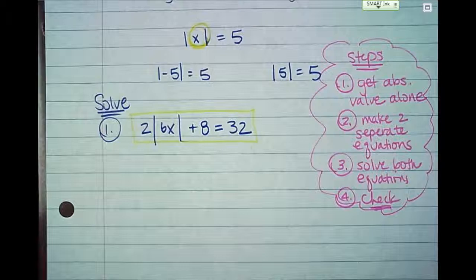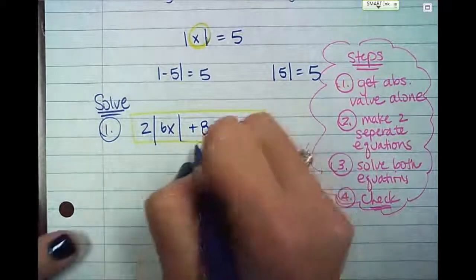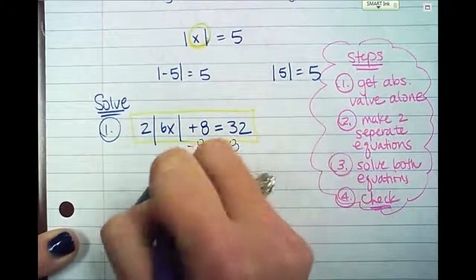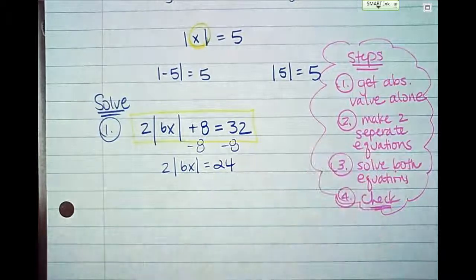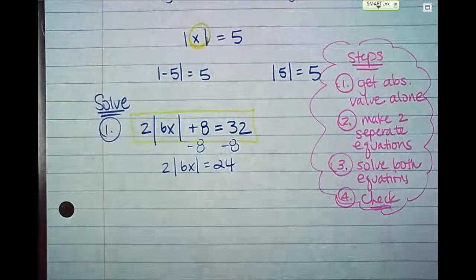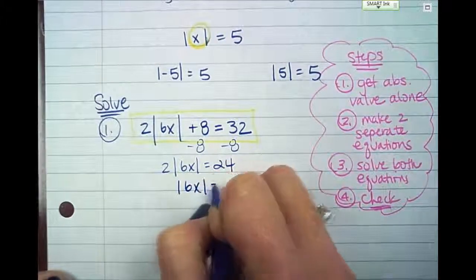Step 1, get the absolute value all alone. The 2 and the 8 are in the way. Let's move them over. So subtract the 8 first. So 2 times the absolute value of 6x gives us 24. My next step would be divide everything by 2, which gives us the absolute value of 6x equals 12.